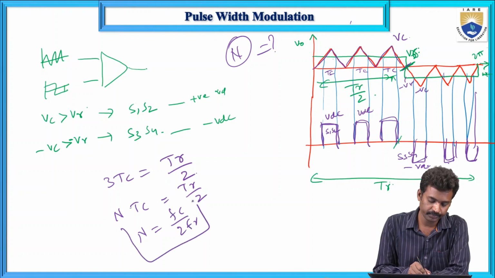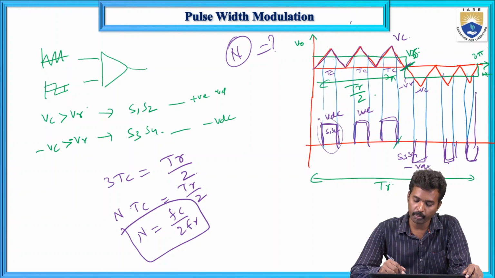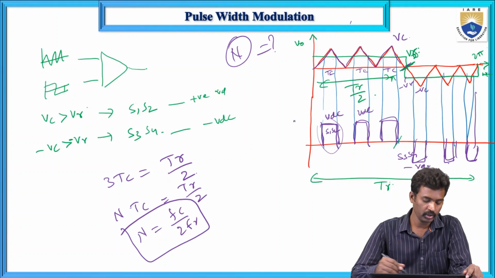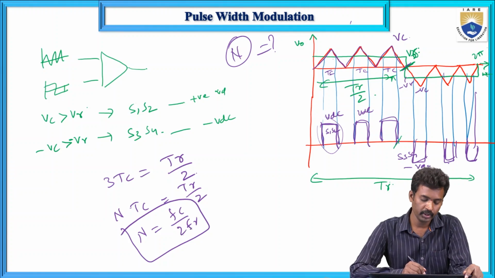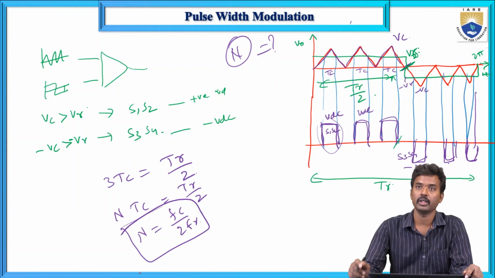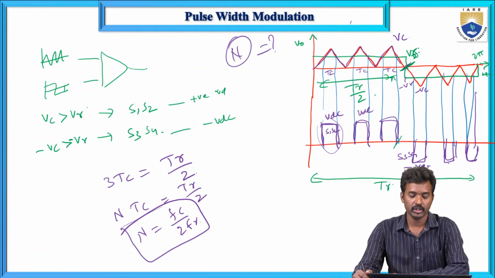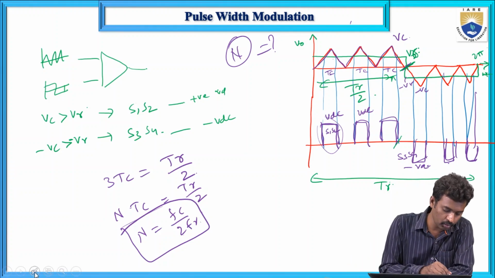So this is the number of pulses in the half wave. That equals fc divided by 2 into fr, the carrier frequency divided by 2 times the reference frequency. This formula is most important. Now my next question: how to find out the pulse width?